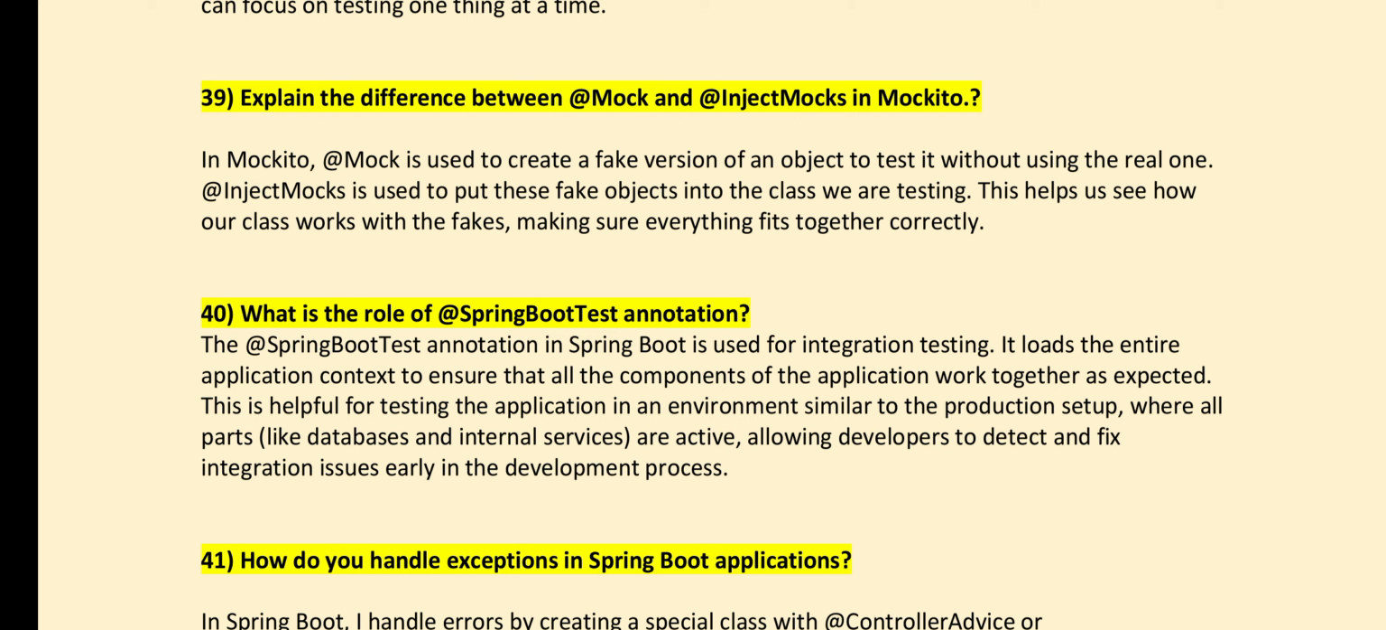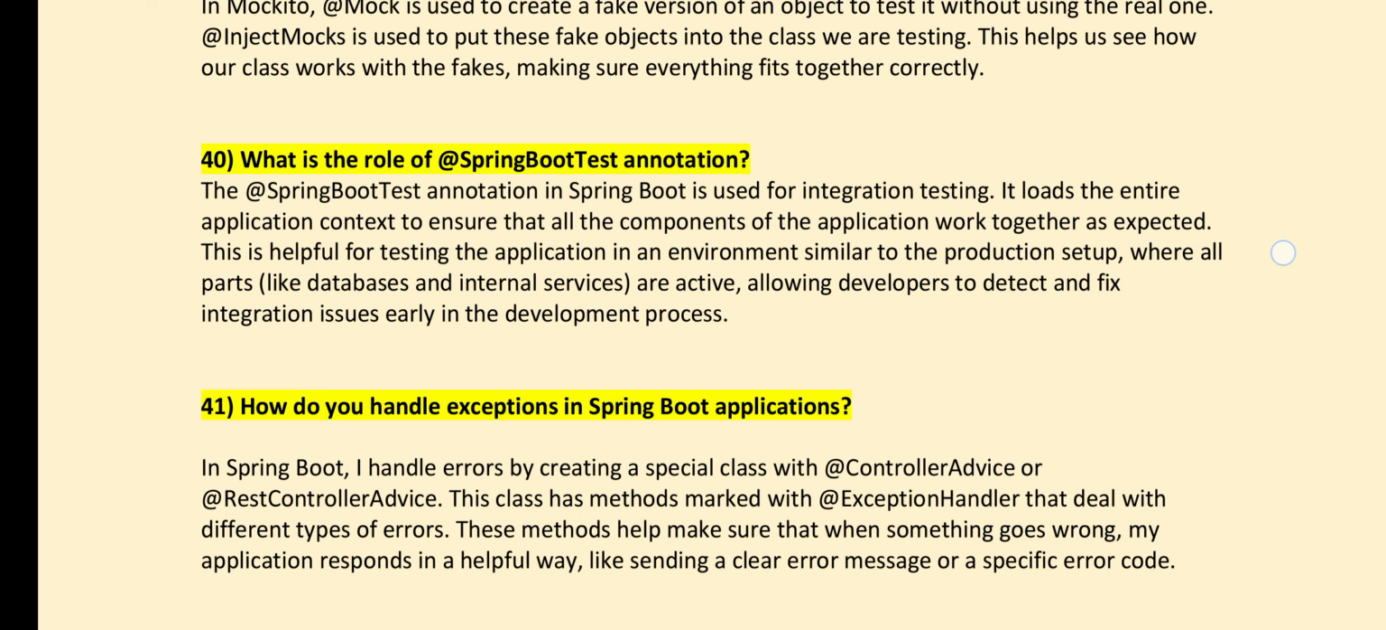What is the role of the @SpringBootTest annotation? The @SpringBootTest annotation in Spring Boot is used for integration testing. It loads the entire application context to ensure that all the components of the application work together as expected. This is helpful for testing the application in an environment similar to the production setup, where all parts, like databases and internal services, are active, allowing developers to detect and fix integration issues early in the development process.